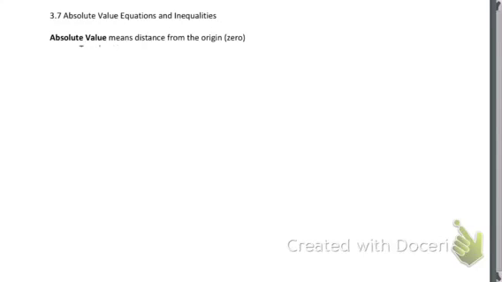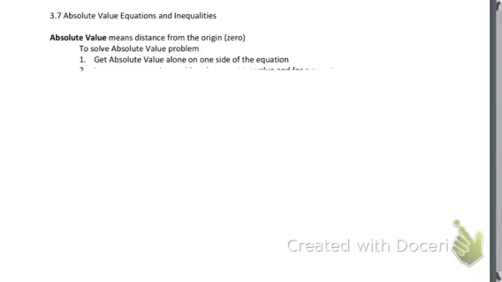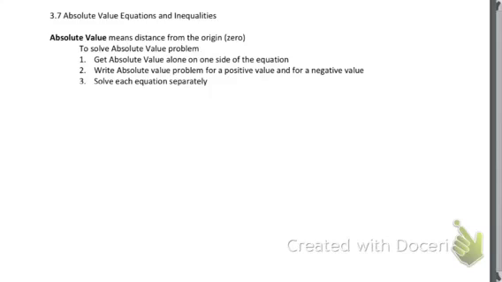3.7 Absolute values of equations and inequalities. Absolute value just basically means that you're taking the distance from the origin, in this case 0. So to solve the problem, there's three things we're going to have to do. First, you have to get the absolute value by itself. Next, you have to write a positive value and a negative value, so split the equation up into both the positive and negative direction, and then you have to solve each equation separately.